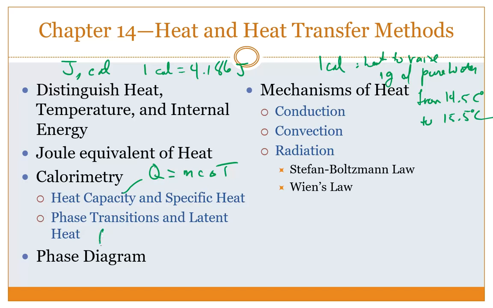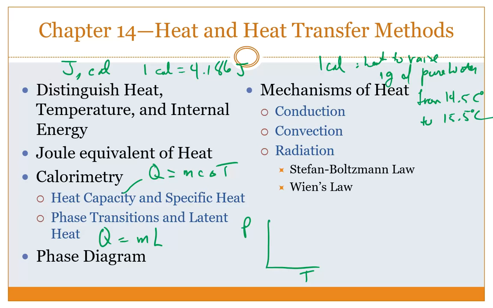Remember phase transitions, we had Q is equal to the mass times the latent heat. In this case, mass is how much mass was melted or frozen or vaporized. The latent heat is specific to the type of material and the phase transition. So water freezing is a different latent heat than water boiling. Phase diagrams: pressure, temperature.